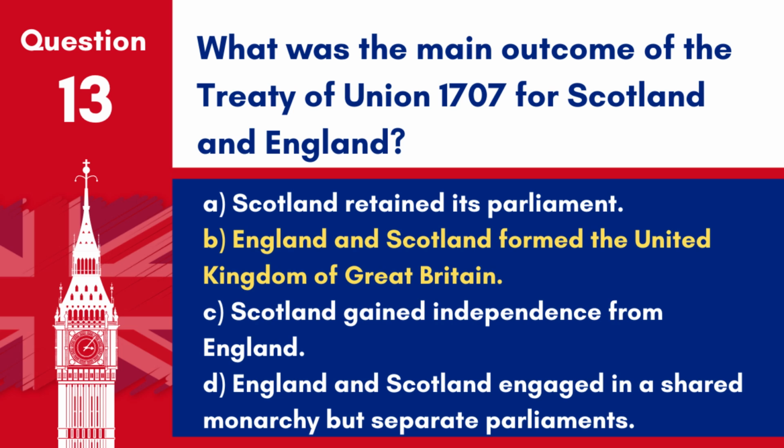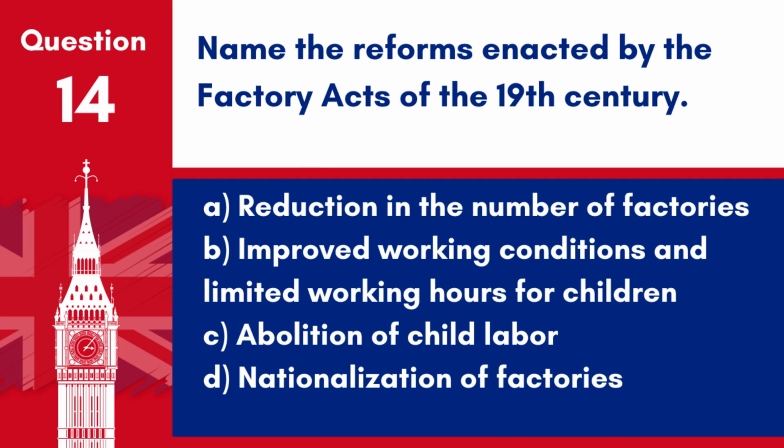Answer: B. England and Scotland formed the United Kingdom of Great Britain. The Treaty of Union 1707 led to the creation of the United Kingdom of Great Britain, merging the English and Scottish parliaments. Question 14. Name the reforms enacted by the Factory Acts of the 19th century.